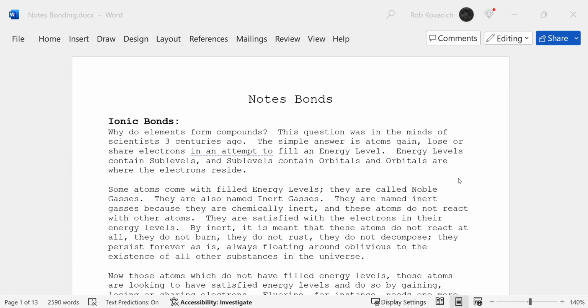So one way to look at why atoms are gaining and losing electrons is because they want to look like noble gases. And that gives them a charge. And since they have a charge, they have an inherent attraction towards the opposite charge. So in an ionic bond, that's what's happening.